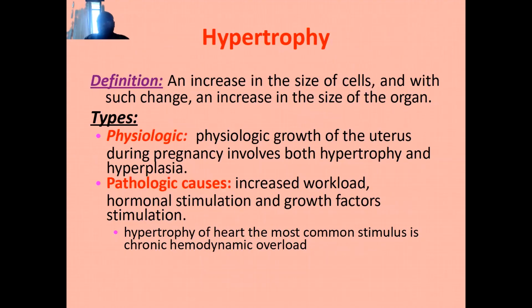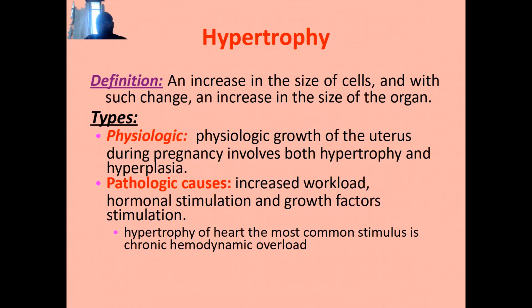Now, let us look at the other type of cellular adaptation, and this one is hypertrophy. What is hypertrophy? Hypertrophy is the increase in size of the cells, and with it an increase in the size of the organ. These types can be physiological, and a physiological type of hypertrophy is the growth of the uterus during pregnancy, which involves both hypertrophy and hyperplasia.